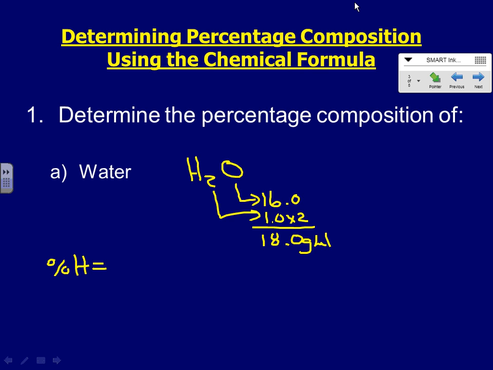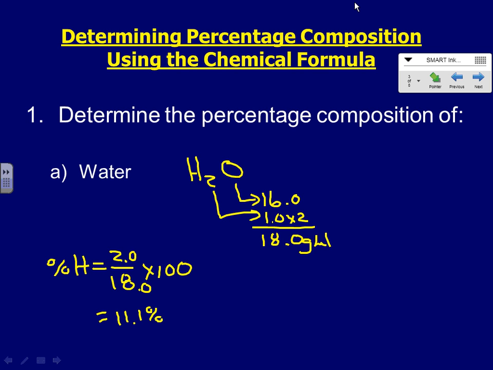Yep. 2/18 times 100. They have both the same units, grams per mole, grams per mole. They'd cancel out. And what do we get there? Yep. 11.1. That's good because it should be 2.0 over 18.0. That's only two significant digits, but 11.1% is good.